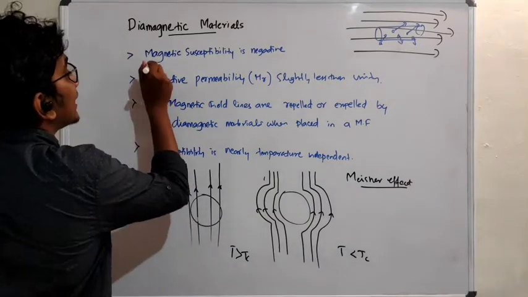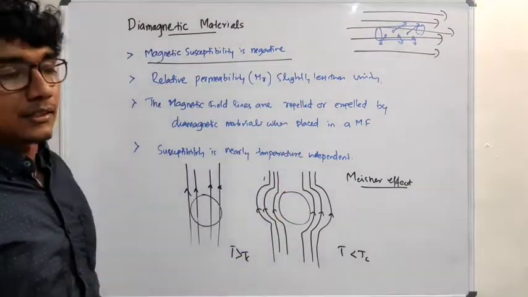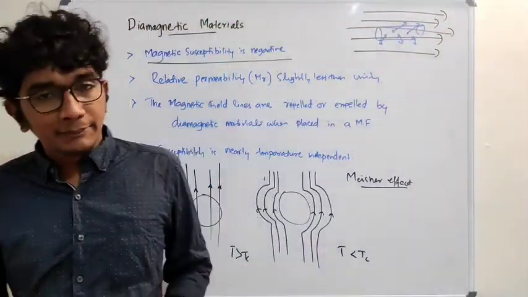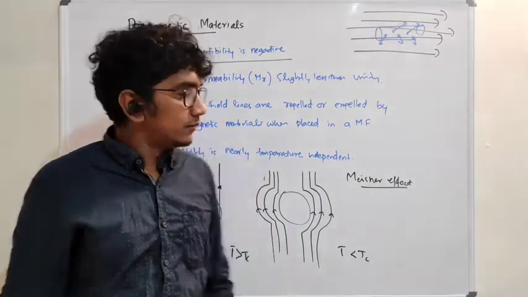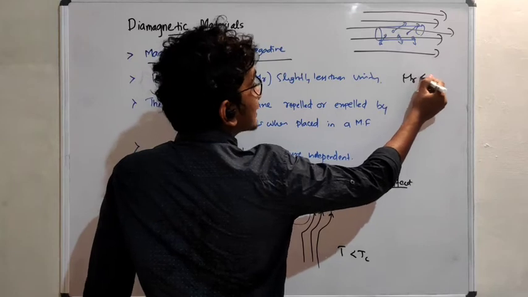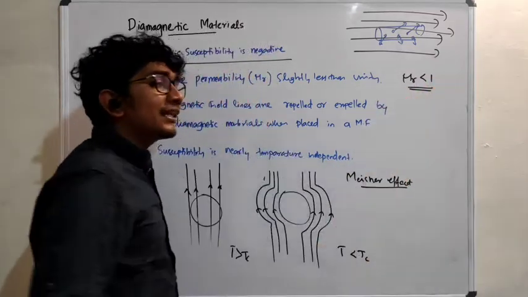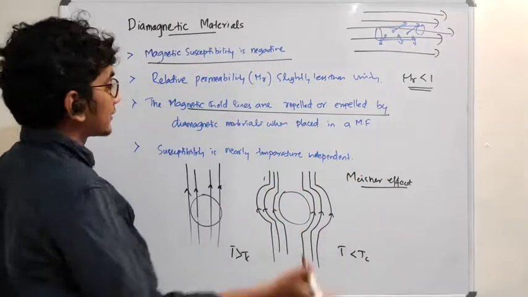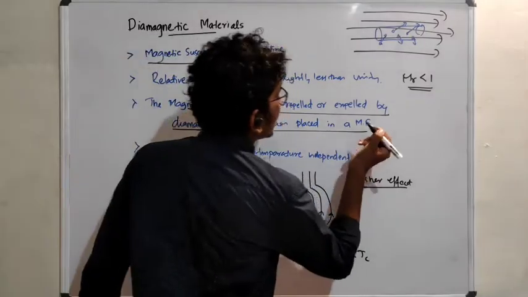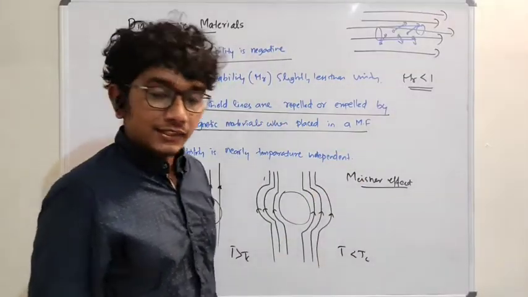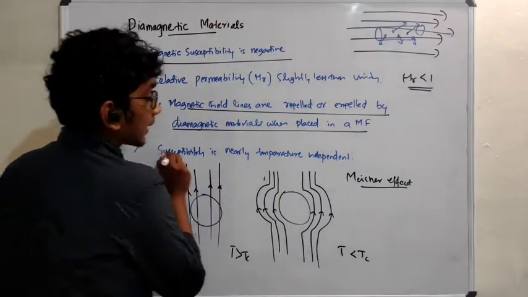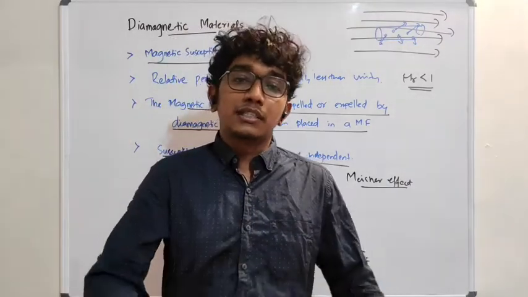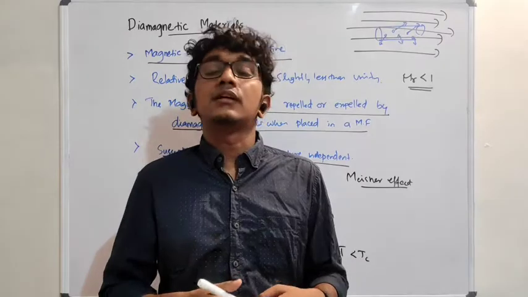First, magnetic susceptibility of diamagnetic material is negative. Second, relative permeability, mu r, is less than 1, but only very slightly less than 1. Then the magnetic field lines are repelled or expelled, which we have already discussed, when the material is placed in a magnetic field. And susceptibility is temperature independent, there is no dependency on temperature. So that is diamagnetic material.